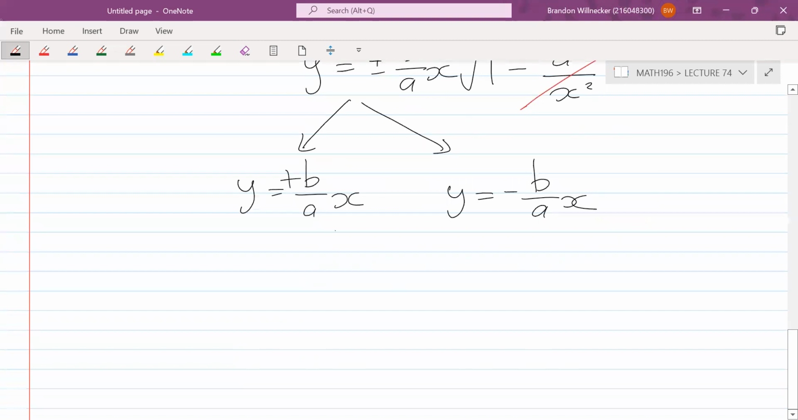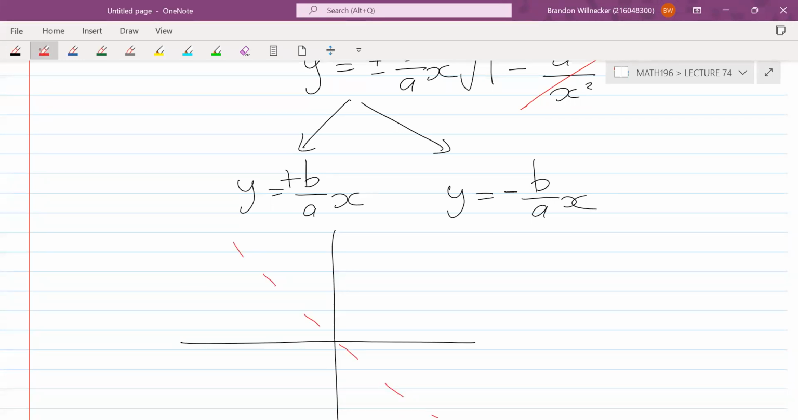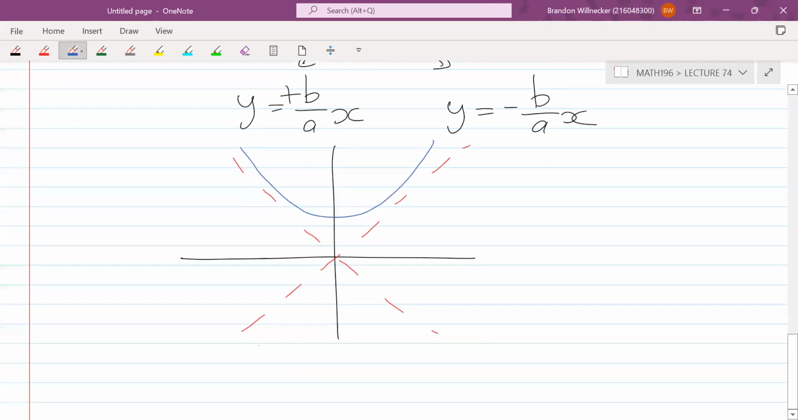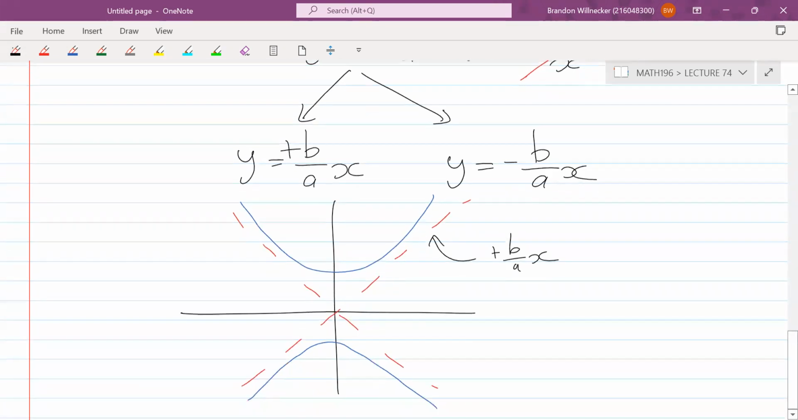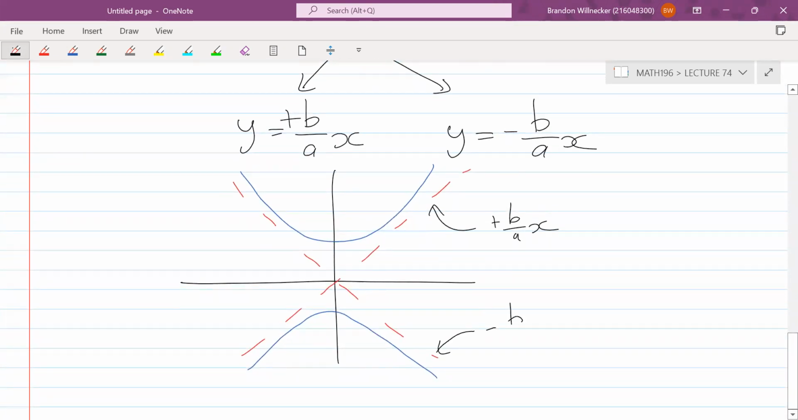Okay, so if we have something like this, let's put in the hyperbola, let's put in our asymptotes, like that, and like that. Remember, we put asymptotes with the dotted lines. If we have our hyperbola doing this and this, something like that, then this increasing one over here is going to be given by plus b over a x. That's the equation of that line. And then the decreasing one is going to be minus b over a times x. Okay, so those are the two asymptote equations.